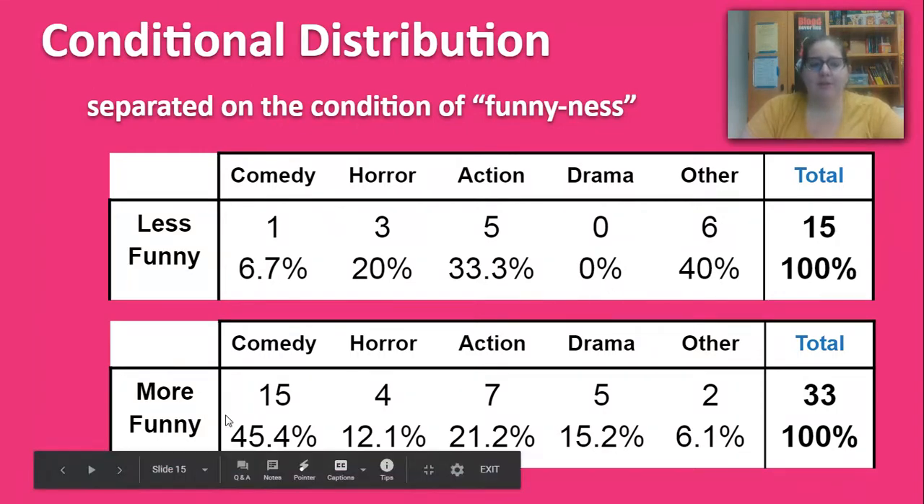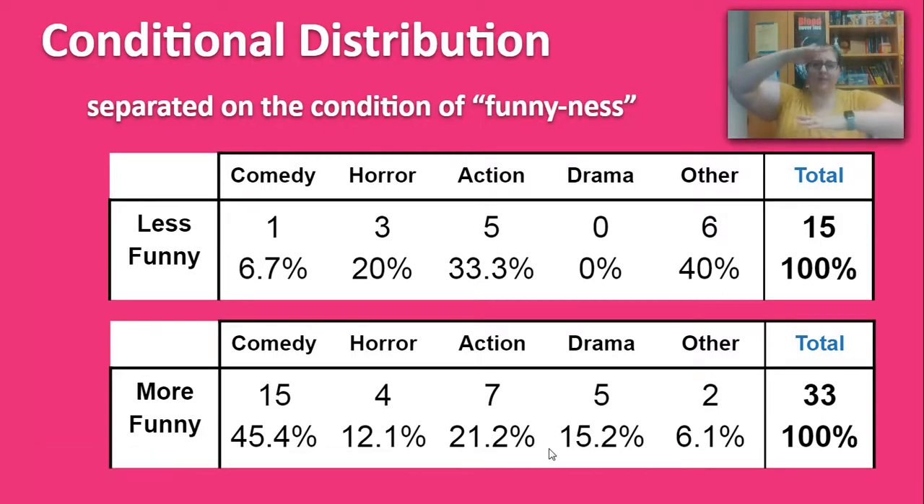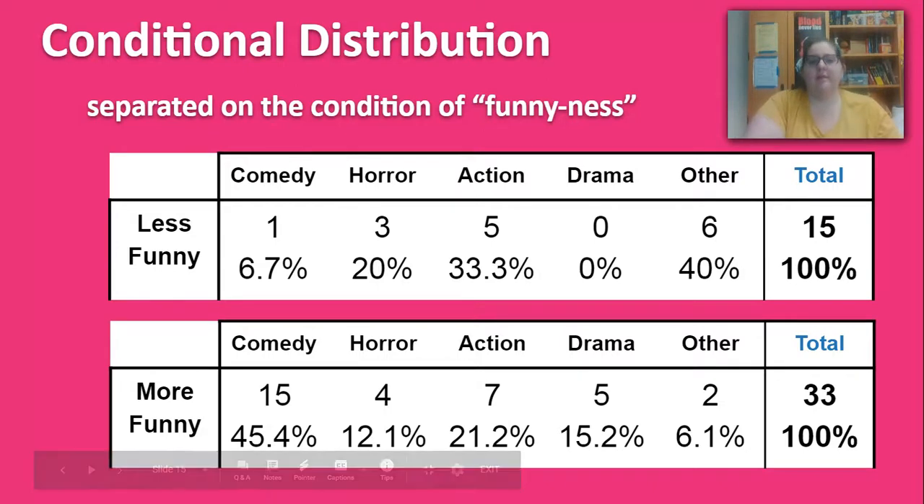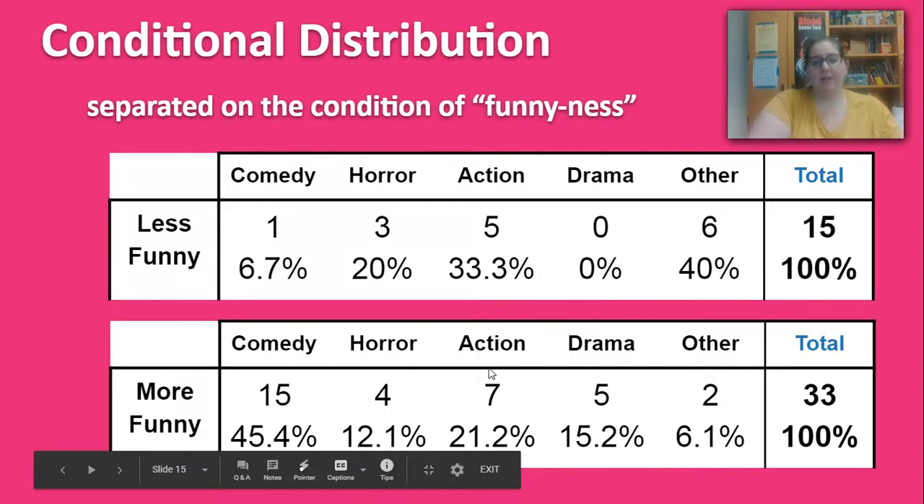For the more funny section, same thing. I did 15 out of 33 is 45.4%. 4 out of 33 is 12.1%. 7 out of 33, 5 out of 33, 2 out of 33 to get these percentages. And that lets me look at each category, splitting it up into two separate samples or two separate populations, and looking at within each category what percent liked the different genres of movie. And this gives me a little bit more information.